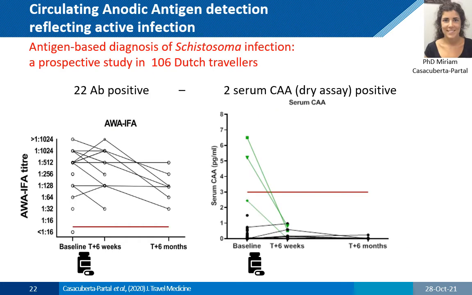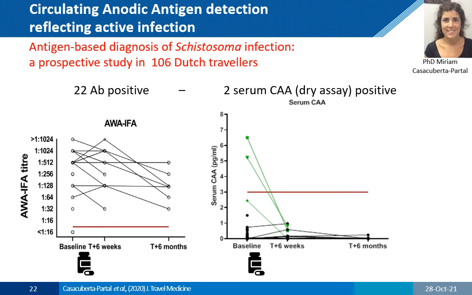The diagnostic power of serum CAA detection in live infections was also shown in 2 of our most recent publications, both testing imported infections in travelers. One was a prospective study where 106 Dutch tourists were included in a travel clinic setting. They all reported freshwater contact in sub-Saharan Africa, but they were not selected based on any symptoms. They were recruited up to 2 years after their return, but had not yet used any praziquantel after their exposure.